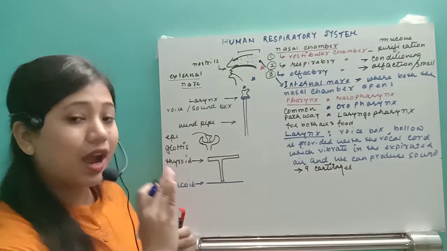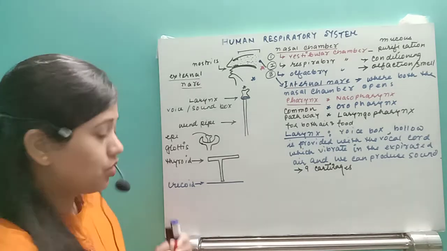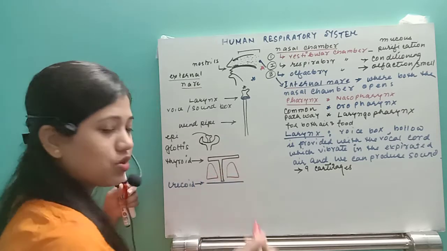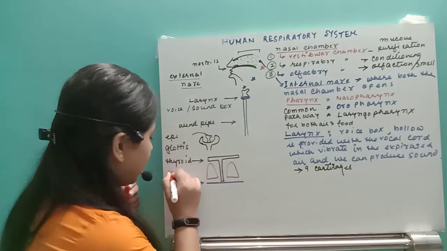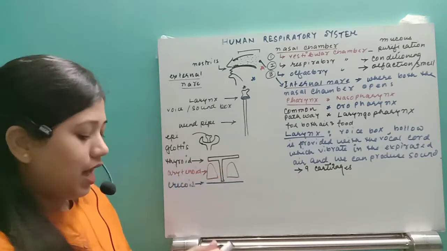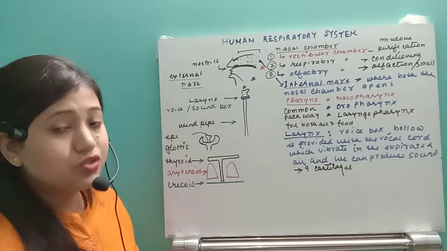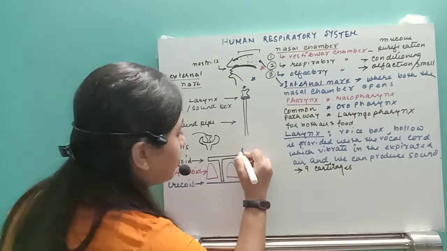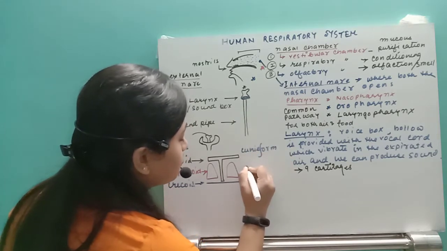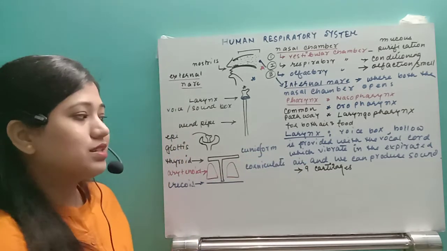On either side of this we have a paired cartilage. This is a triangular pyramid shaped cartilage, known as the arytenoid cartilage. Just above that we are also going to have 2 pairs of small cartilages. One is cuneiform and another is corniculate. So these are the cartilages.